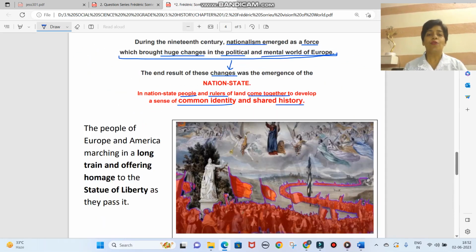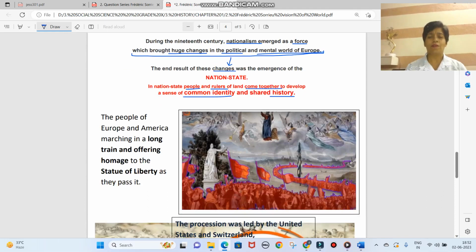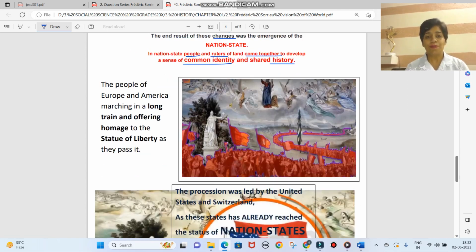Now let's quickly go through which monarchs were removed first, and which attained the status of nation state first. Here you can see in the picture, right here, this side, the American flags which are reflecting.